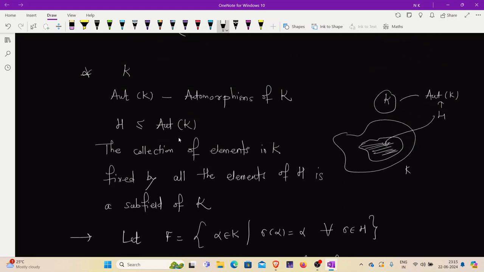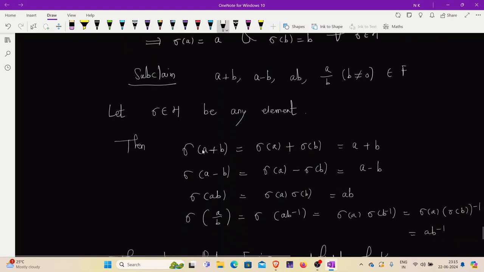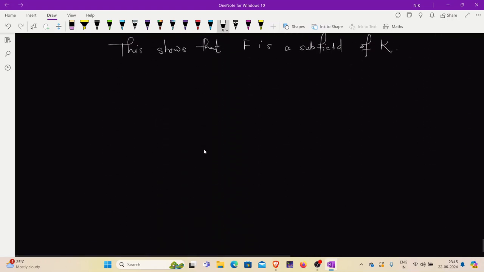So now we are interested in the fixed field of this H, a subgroup of automorphisms of K which we considered in the beginning. So I'm interested in the fixed field of that H. Okay, so let me define that now. Definition: let H be a subgroup of Aut of K, as we have already assumed, right?